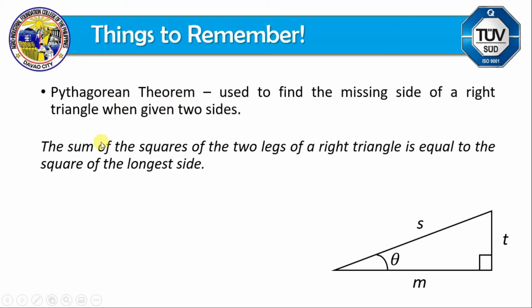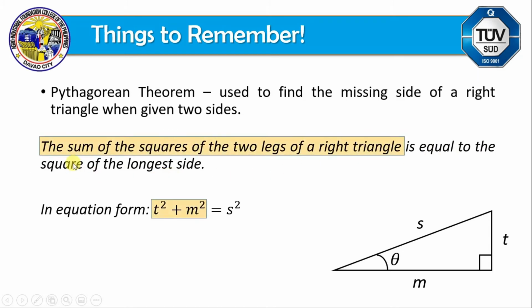So ano ba yung Pythagorean theorem? It states that the sum of the squares of the two legs of a right triangle is equal to the square of the longest side. So in equation form, it will look like this. Kung ito yung triangle natin in consideration, the formula will be in the form T squared plus M squared is equal to S squared. Now, paano naging ganyan? Base dito sa binanggit kanina na Pythagorean theorem, sabi niya, the sum of the squares of the two legs of a right triangle.